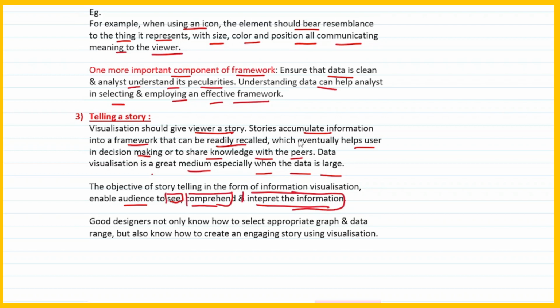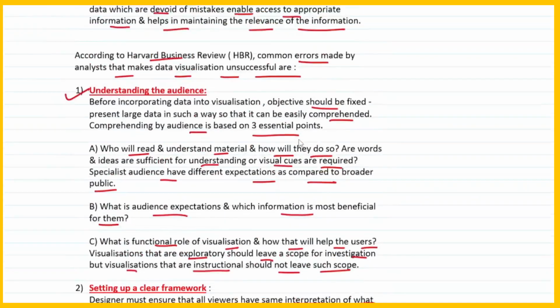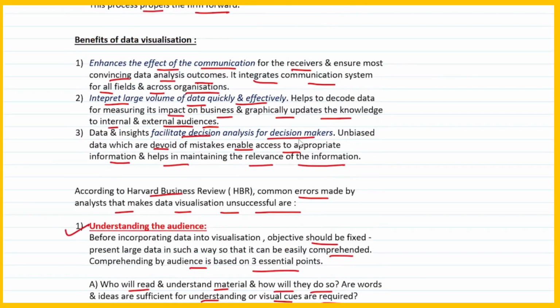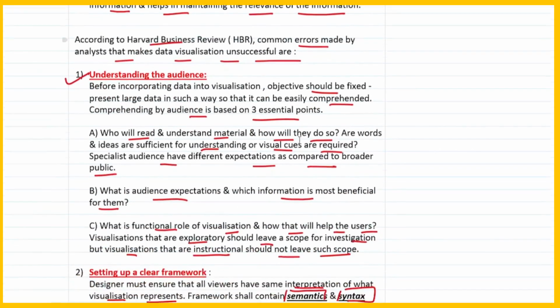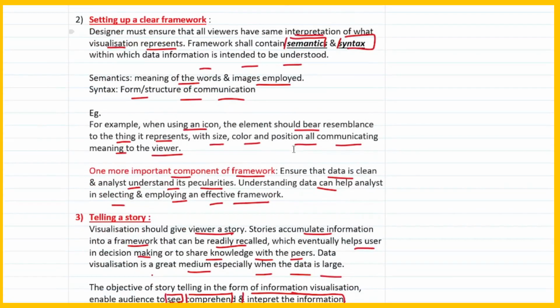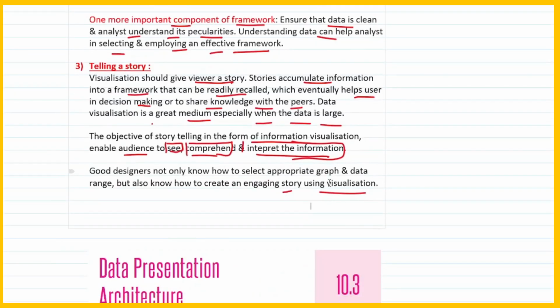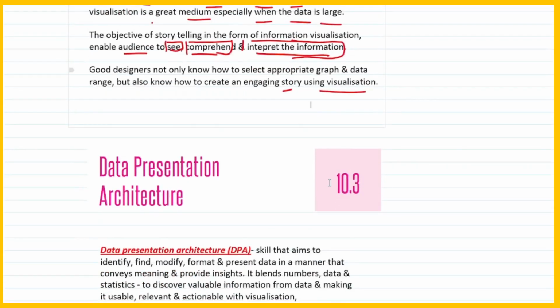Good designers not only know how to select the appropriate graph and data range, but also know how to create an engaging story using visualization. It's one of the proficiencies that a designer should carry. They should be able to tell a story in a very proper way, right? So what are the three misconceptions, or rather three drawbacks, that HBR has spoken about in data visualization? One is understanding the audience. The second one is setting up a clear framework, which talks about semantics and syntax, and finally, telling a story. With this we finished 10.2.